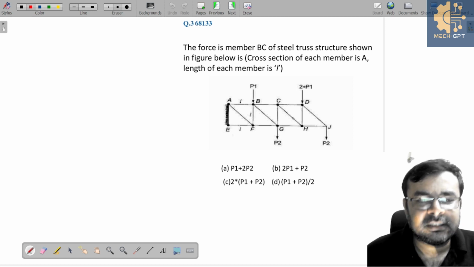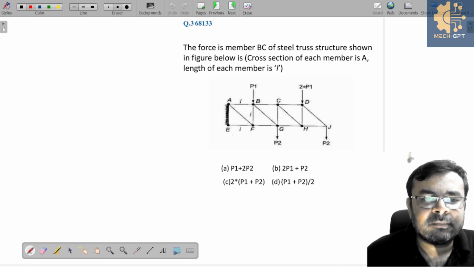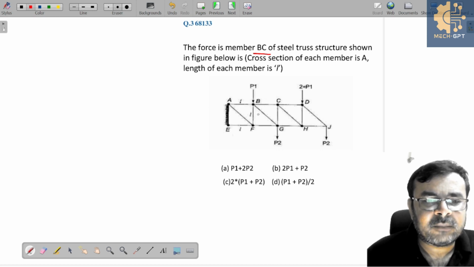Okay, so again you see this is a very last truss. Find the force in member BC of the steel truss structure as shown in the figure. The cross section of each member is A, and the length of the member is L. So you need to find the force acting on the BC section. So here we have the BC section. If you apply the method of joints, then you need to solve first this joint, then this joint, then you move on. So this is a lengthy process. To avoid this, we just use the method of sections.